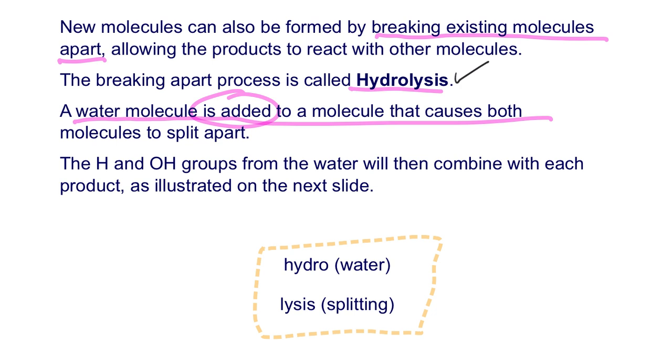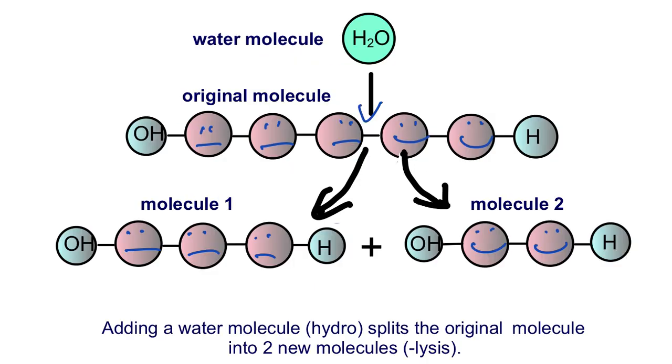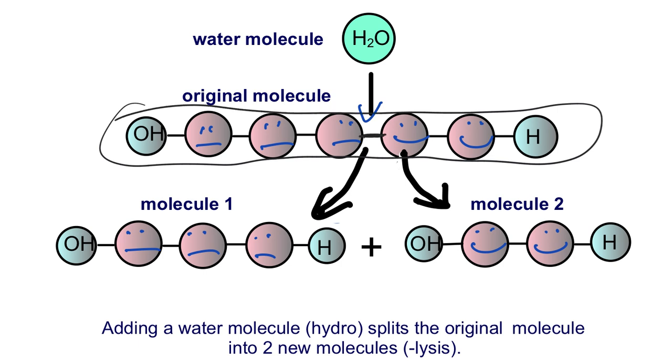Okay, hydro means water, and lysis means breaking, splitting. So hydrolysis is splitting up a water molecule to cause a polymer to break apart. Okay, let's show that. Here's a molecule that we need to break down, and let's say we're going to break this bond here. A water molecule in the surroundings is split up into H and OH, the H goes on this end, and the OH goes on the other end. And the energy in the bond is released and breaks that bond.